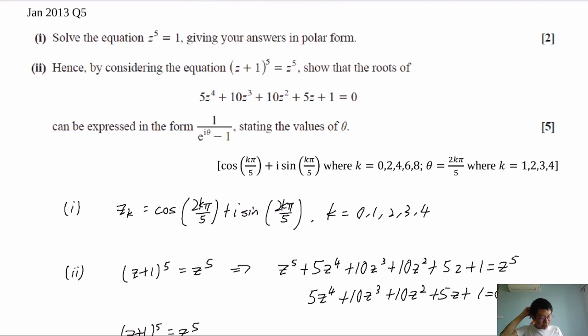So first, solve the equation z power 5 is equal to 1. Write your answer in the polar form. So for this one, it's a standard roots of unity, the n roots of unity. So this one, we are looking at the 5th root. So for this 5th root we actually have this one.